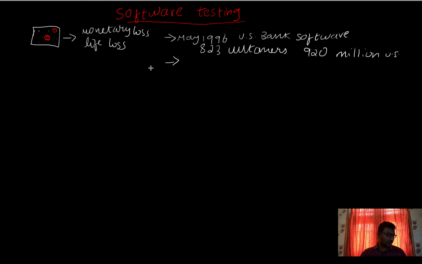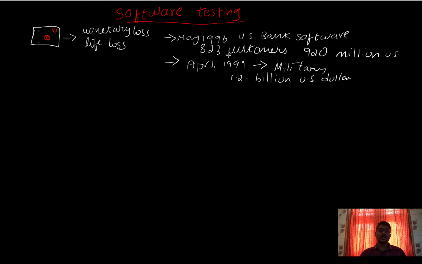Another incident is in April 1999. There was a software bug in a military satellite. Because of that, the US government faced nearly 1.2 billion US dollars in losses. 1.2 billion US dollars. So you can imagine the power of software and the consequences of a software bug.